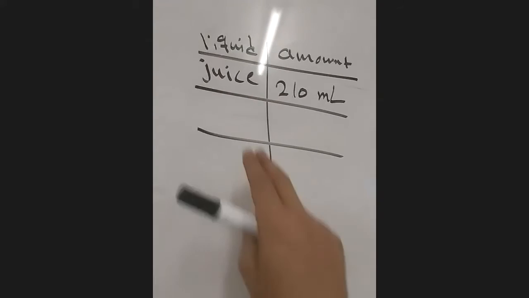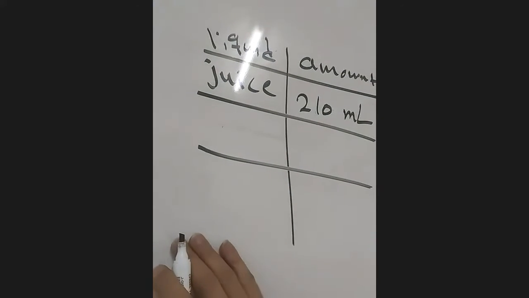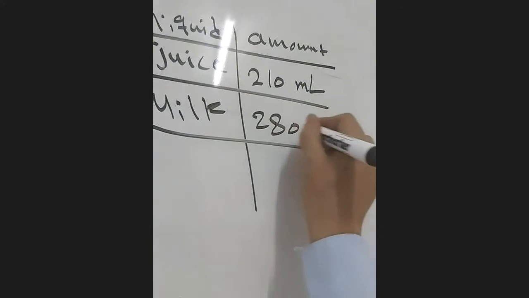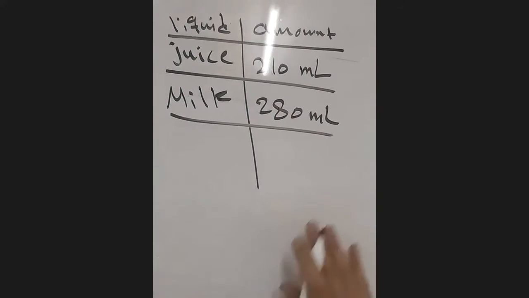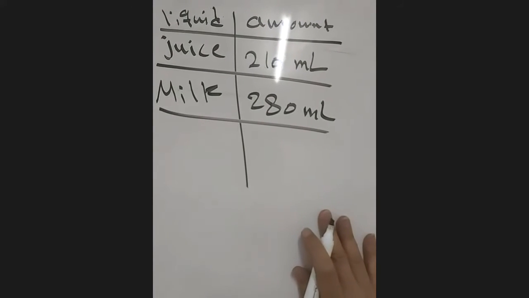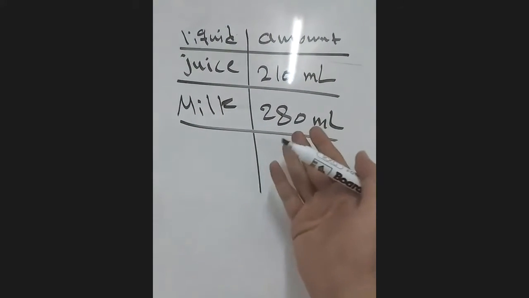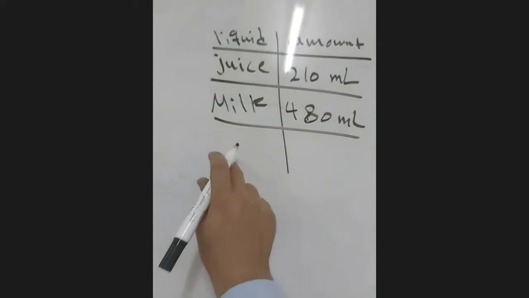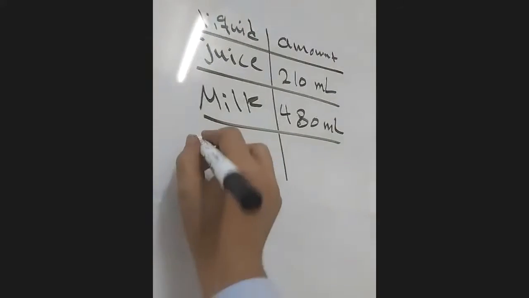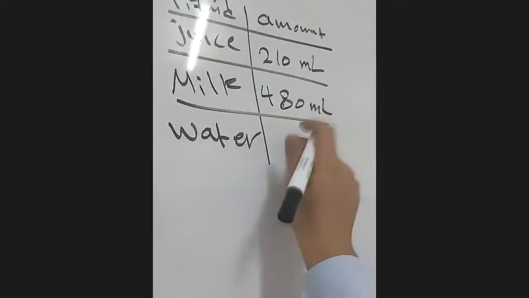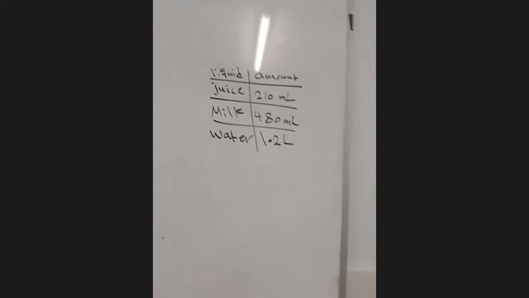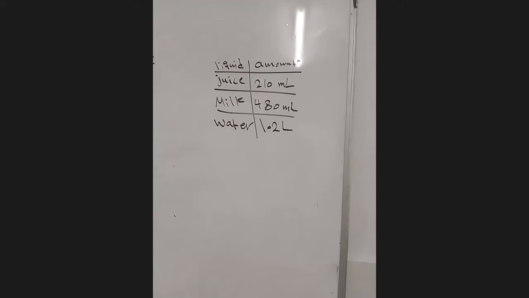How about the other one? What is it? Milk. How much is the milk? 280 milliliters, right? No, mister, 480. Okay, 480. And the last one, what is it? Water. How much? 1.2 liters. Good.